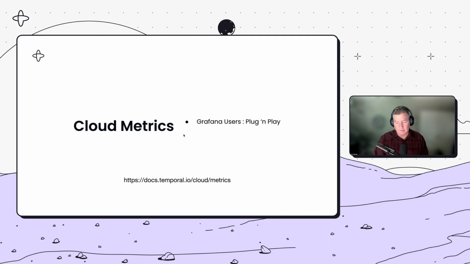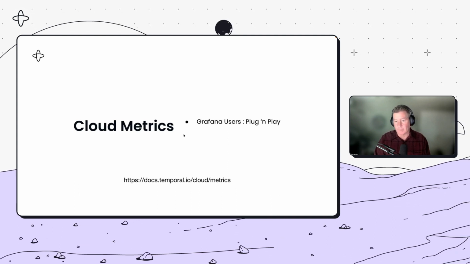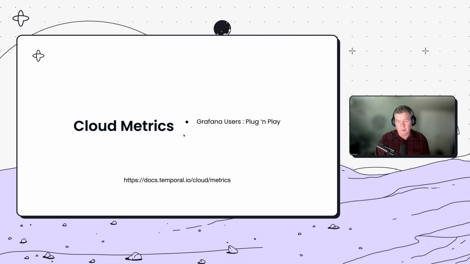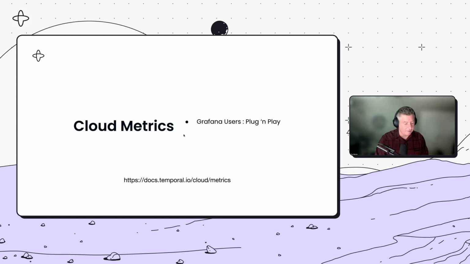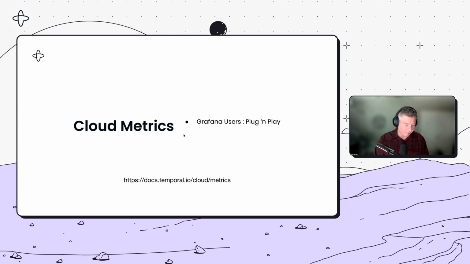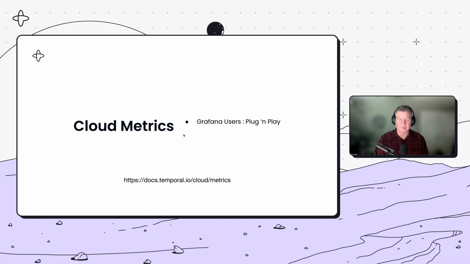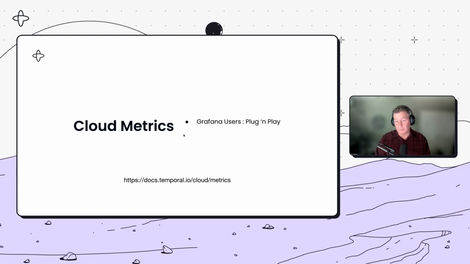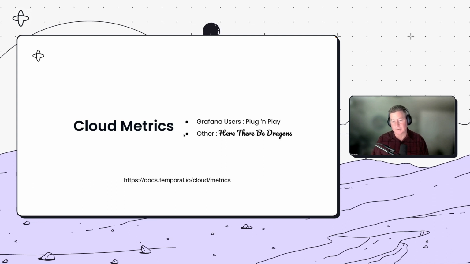really a facility that Temporal Cloud exposes in the web UI for being set up. And for Grafana users, it's really kind of a plug and play experience. Today, the Prometheus endpoint that we expose is actually a Prometheus data source that can be just dropped into Grafana and used out of the gate. It's quite a simple experience.